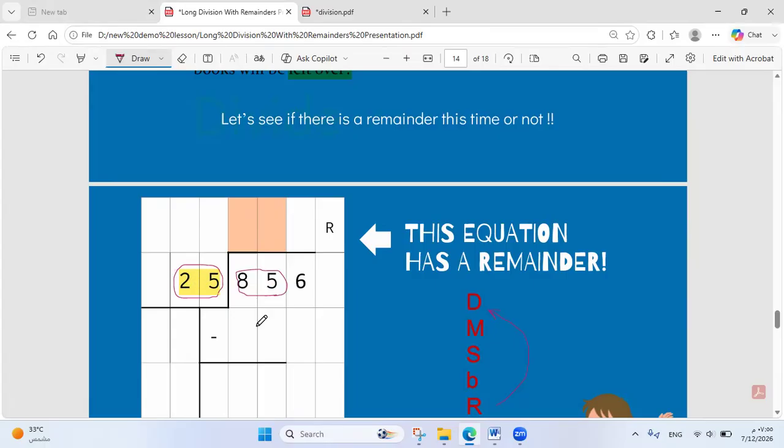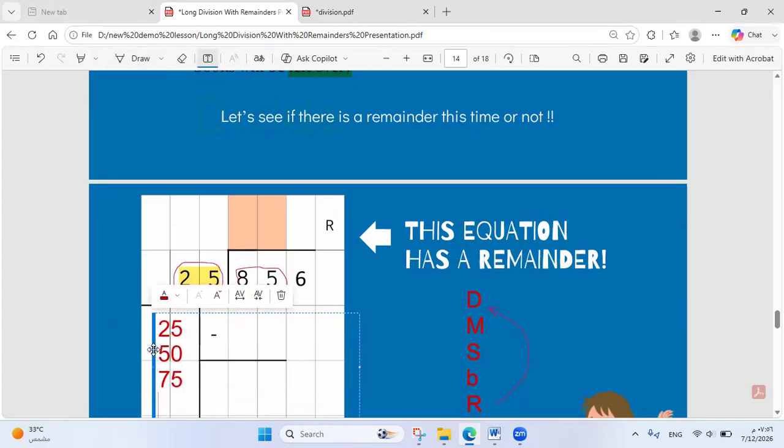How many 25s are in 85? If you write the multiples of 25, you can say 1 multiplied by 25 equals 25, and 2 multiplied by 25 is 50. Then 3 multiplied by 25 is 75, and this fits in 85. How do you know? If you complete the multiples of 25, the next one is 100, and 100 does not fit. Why? Because it's more than 85.